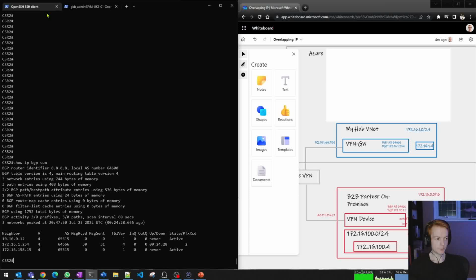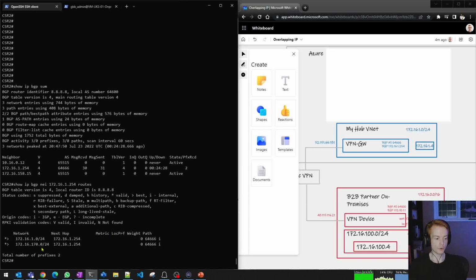I've also got a connection open to my on-premises VPN device here, and you can see I've got a BGP peer online, which is my Azure VPN gateway. And at the moment, if I just check what routes I'm getting from that peer, we'll see I'm getting the prefix here for the hub VNet. I'm also getting one additional prefix that happens to be the P2S pool configured on that VPN gateway. So that's not related to this scenario.